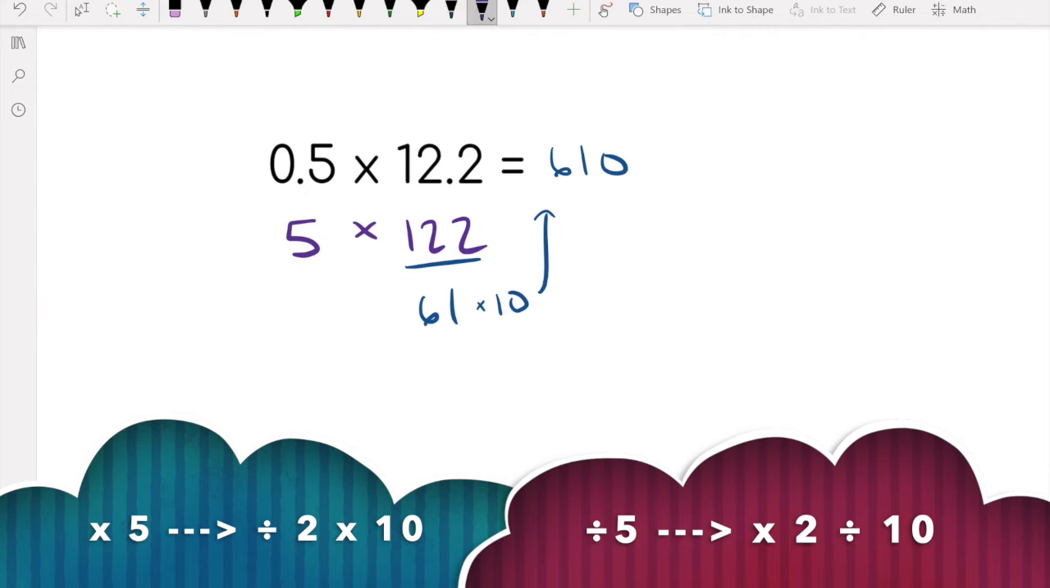But since we took out decimals, we need to look at where it goes. So 0.5 is a half. A half of 12 is 6. So a half of 12.2 is going to be slightly more than 6. So I know the decimal must go here. We have the number 6.1. So I don't really need that last zero. So that is my final answer.